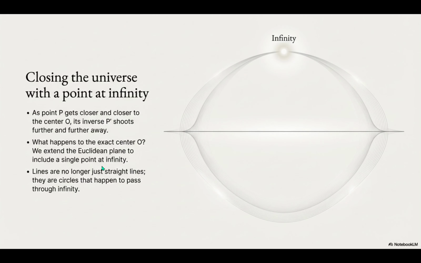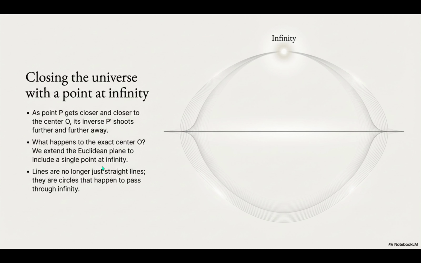And in this new wrapped around reality, straight lines are no longer just straight lines. What are they? They're actually just circles that happen to possess an infinitely large radius and pass right through that point at infinity. That is wild to wrap my head around. A straight line is just a massive circle that loops through infinity.